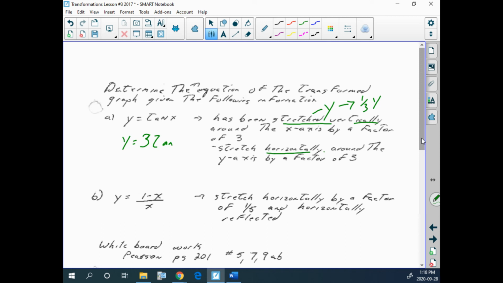Stretch horizontally, so I'm going to do something to the x and I'm going to stretch it by a factor of 3. So again, I have 1/3 of x. So 2 ways to write this equation. Y is equal to 3 tangent 1/3 of x, or y over 3 is equal to tangent 1/3 of x.